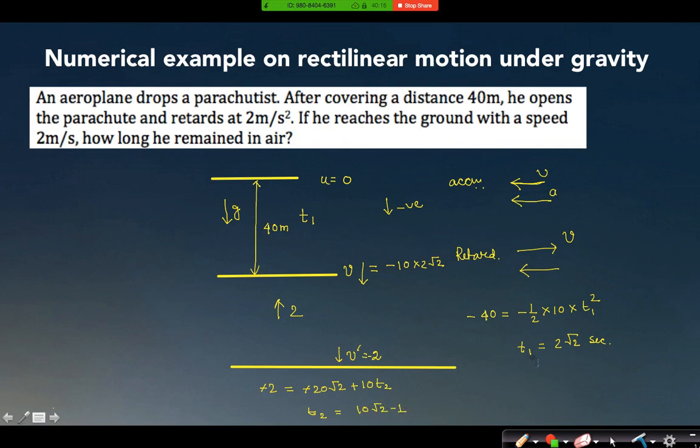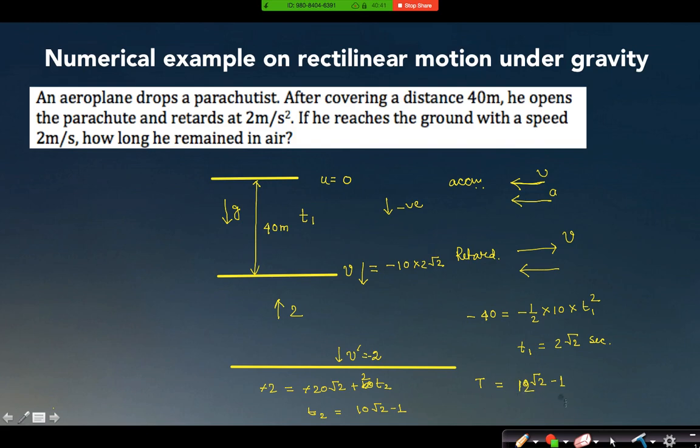So what is the total time? Acceleration will be 2 meter per second square. Acceleration is 2. Yes, sorry. Yes, acceleration is 2. I have only divided it with 2. Then this will be the t2 value, and this is the t1. So what is the total time of flight? It is t1 plus t2. 12 root 2 minus 1 second.